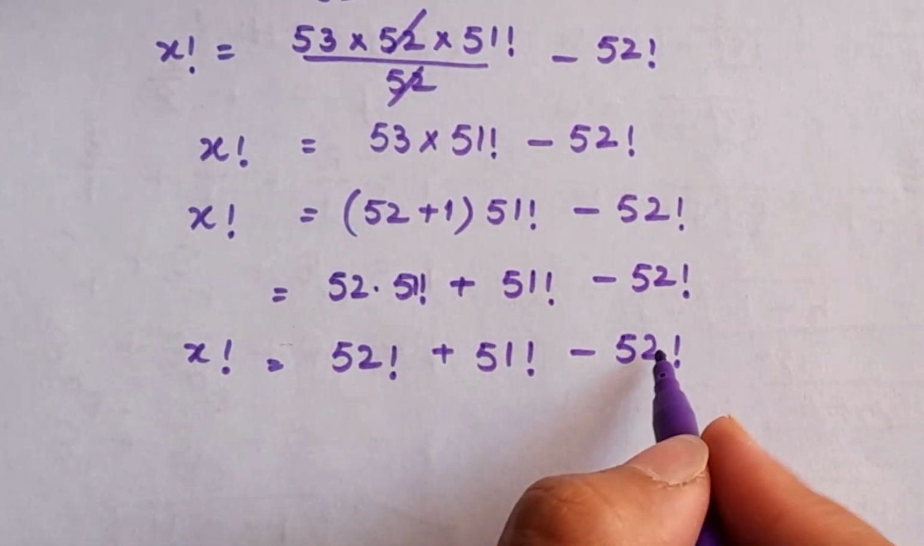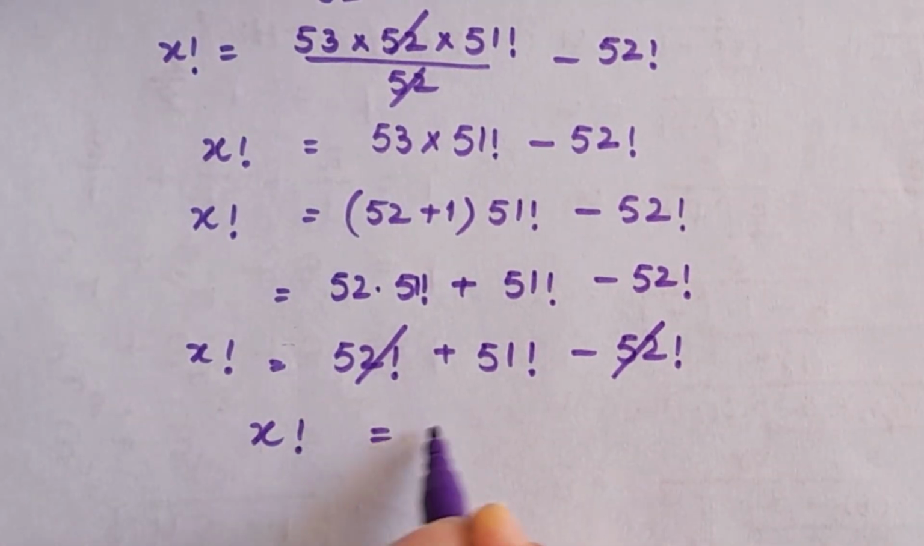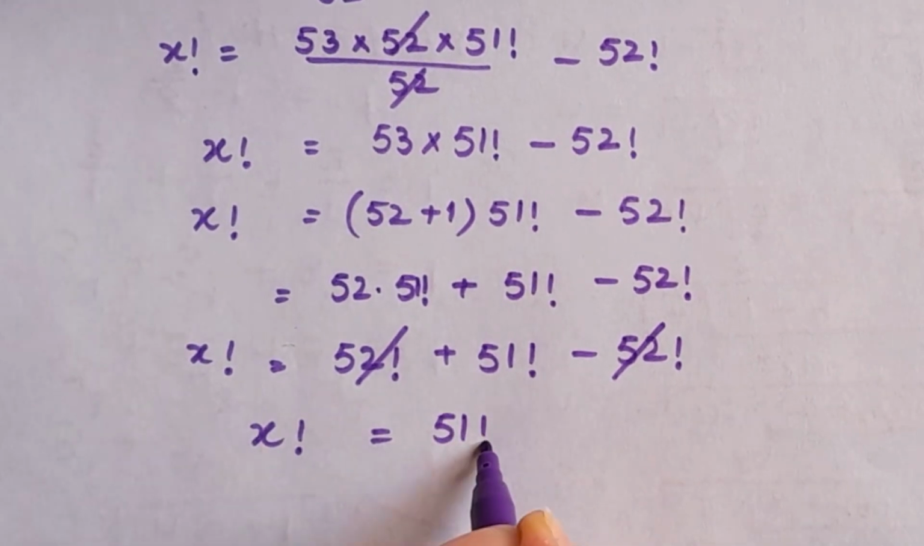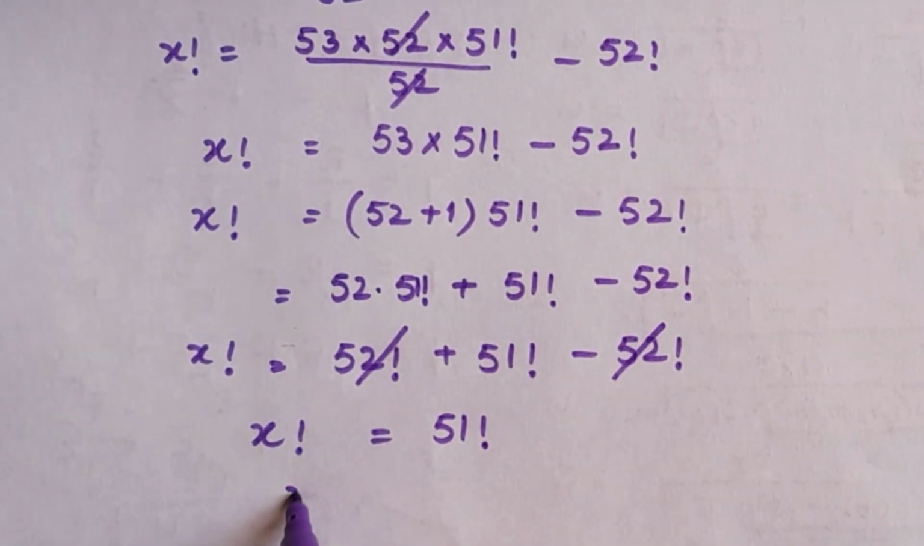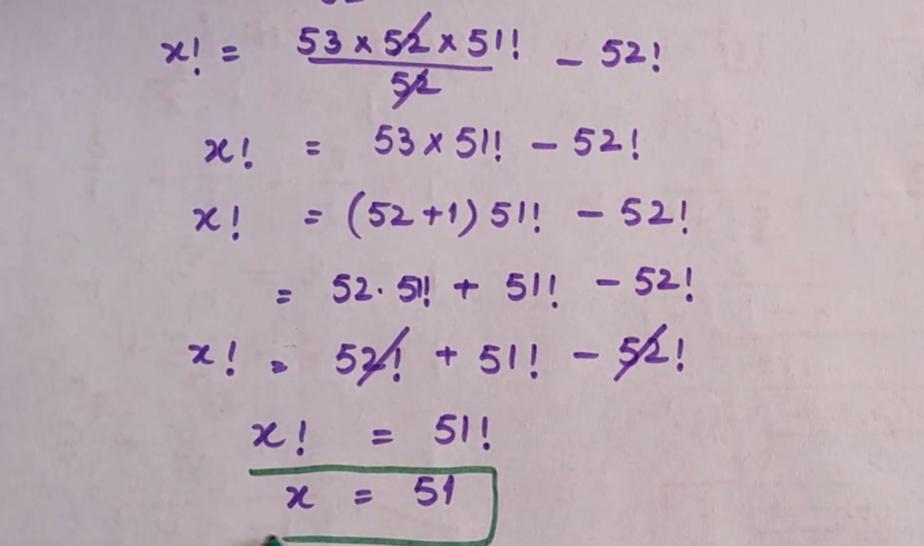Now we can see that this negative and positive 52 factorial cancel out. We are left with x factorial is equal to 51 factorial. From here we can say that x is equal to 51. This is the final and required value of x which is asked in this question.